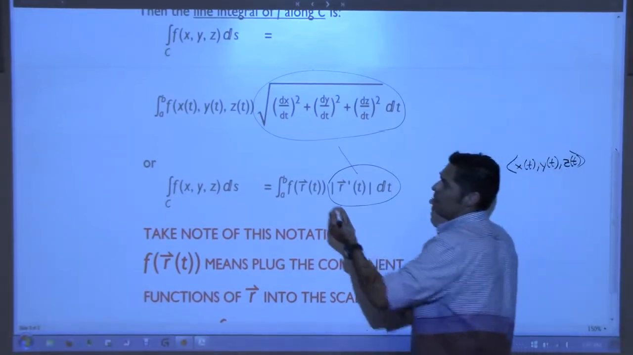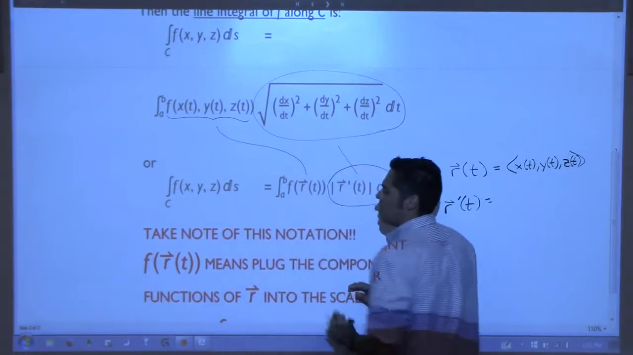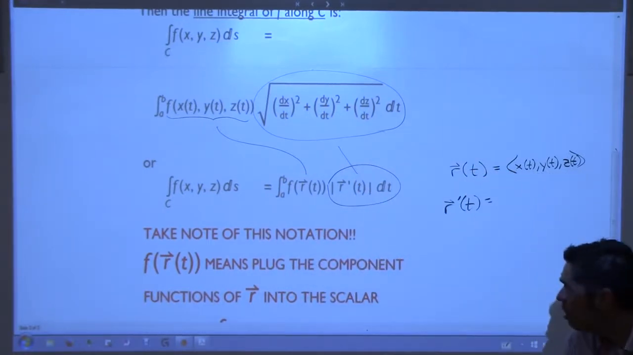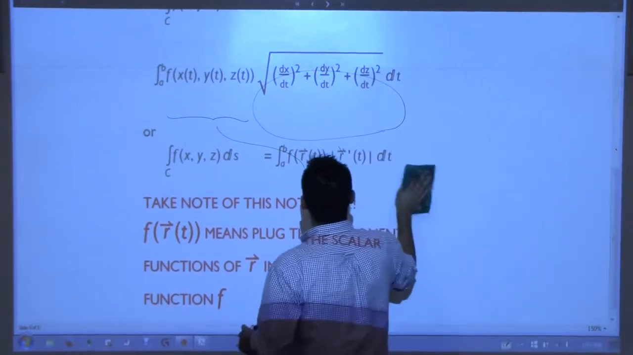And another way of writing this is going to be to use this notation. I wrote it in red here. I don't think that's in the notes that I put online. I don't think I put that in the notes.